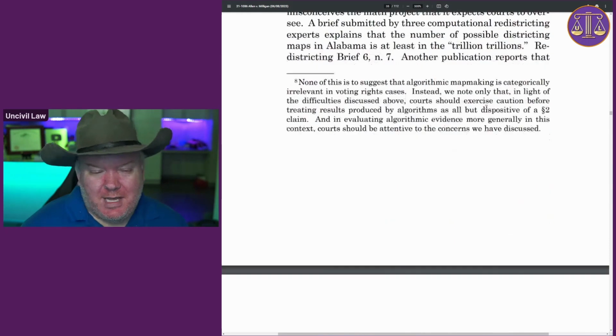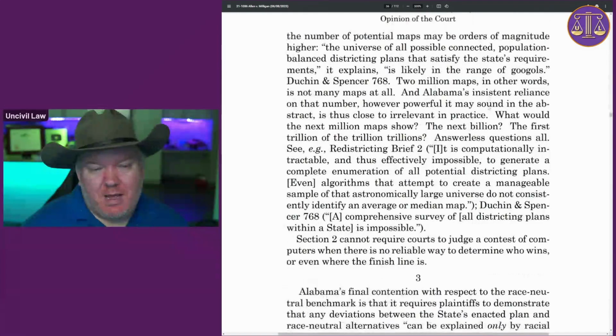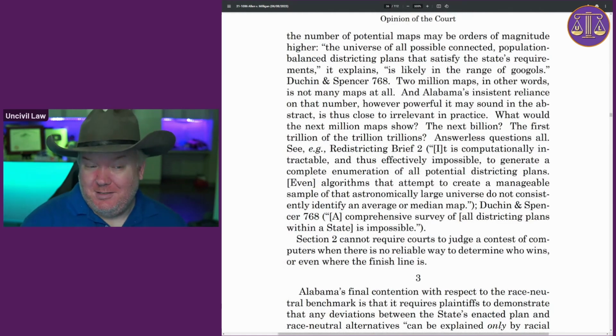Another brief reports that the number of potential maps may be orders of magnitude higher. The universe of all possible connected, population-balanced district maps that satisfy the state requirements is likely in the range of googols. 2 million maps, in other words, is not many maps at all.